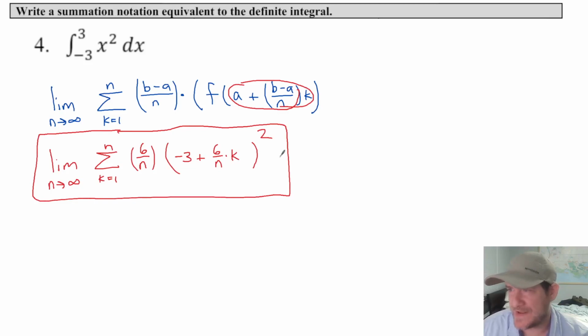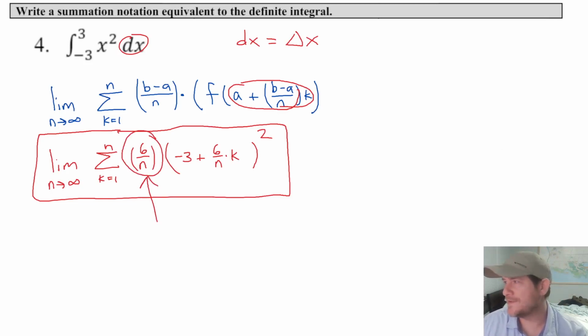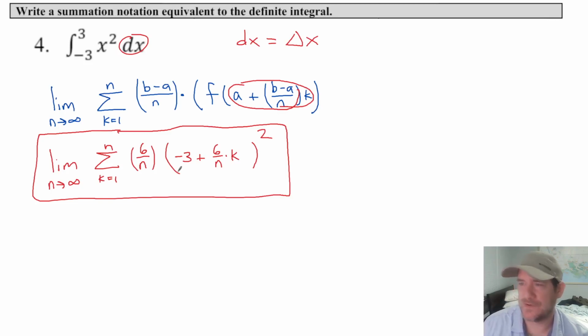We don't put dx on the end of this. We only put dx on the end of integrals. Because dx, by the way, if you didn't hear me say this before, dx is literally the same as delta x. And our expression already has delta x built right into it, right? The 6 over n is the delta x, so we don't need a dx to represent it because it's already in there.